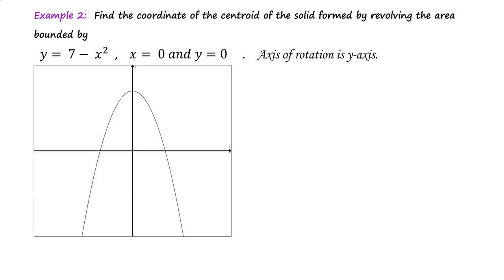Hello everyone. In this video, we will work with this example. We will find the coordinate of a centroid of a solid formed by revolving the area bounded by this function. So we have y equal to 7 minus x squared, x equal to 0 and y equal to 0.